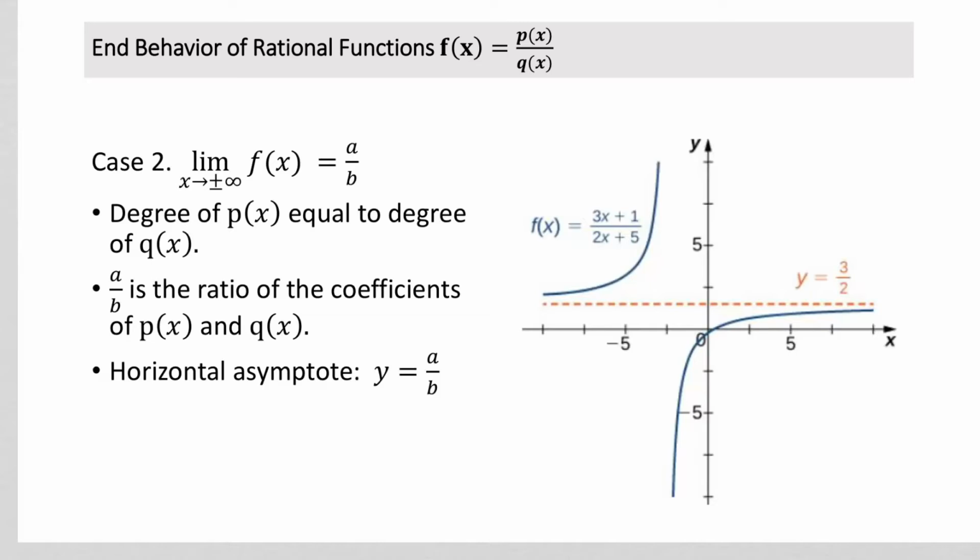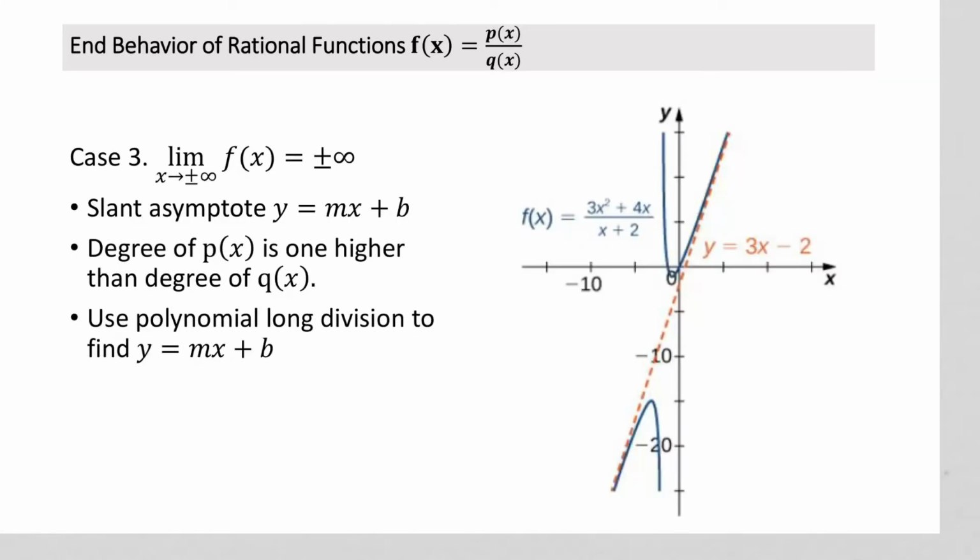In this case, the degree of the numerator has to equal the degree of the denominator. So a over b is the ratio of the coefficients, in this case 3 over 2. That means you're going to end up with a horizontal asymptote, y equals a over b. Your end behavior is going to approach that real number, a over b, on both ends.